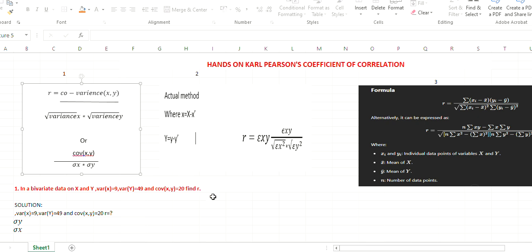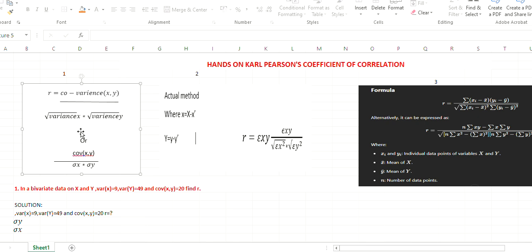Before solving Karl Pearson's problems, first we need to understand there are three kinds of formula. Either you can use this or you can use this. Both are the same. Sorry, not this. Either you can use this or use this. So formulas 2 and 3 are the same, and formula 1 is different, depending on the requirement. I'll tell you when to use all three formulas.